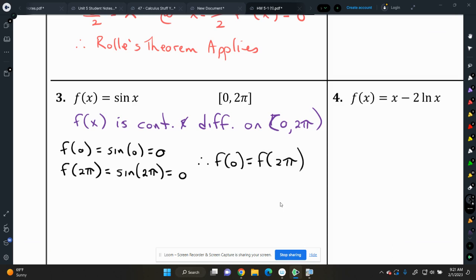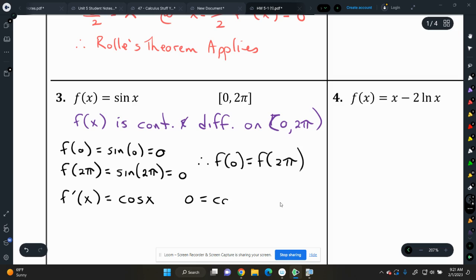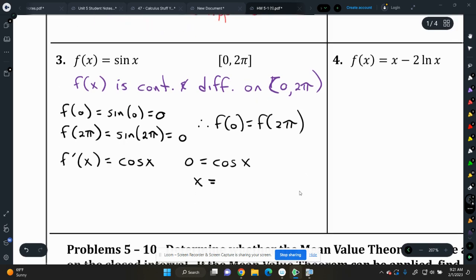So now we're looking for that value where the derivative is equal to 0. So f prime of x equals cosine x, right? So we're going to do 0 equals cosine x. So x equals, this is in radians, so it's going to be pi over 2 or 3 pi over 2. It's where the x value is equal to 0, which is on the y-axis.